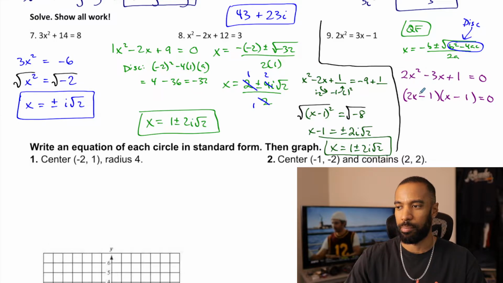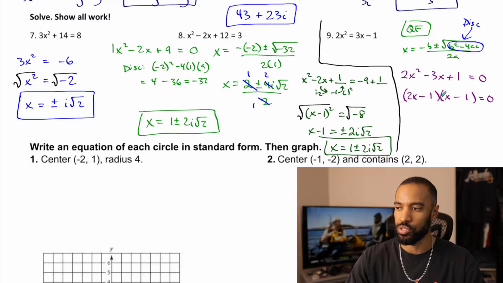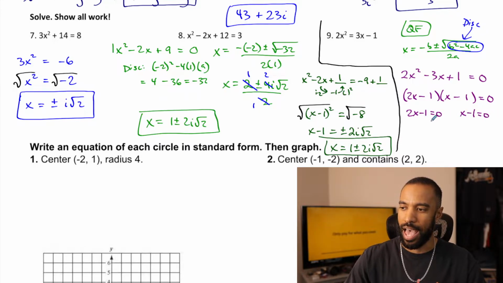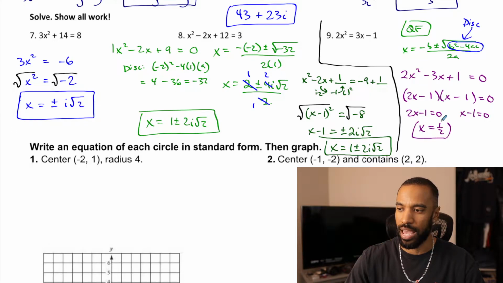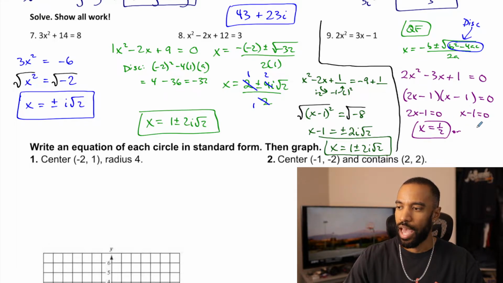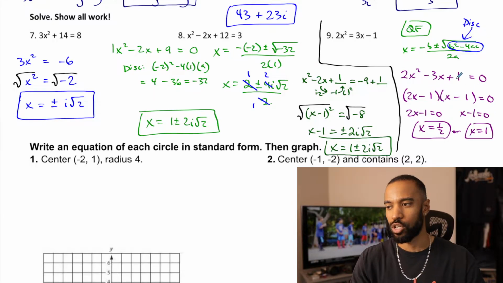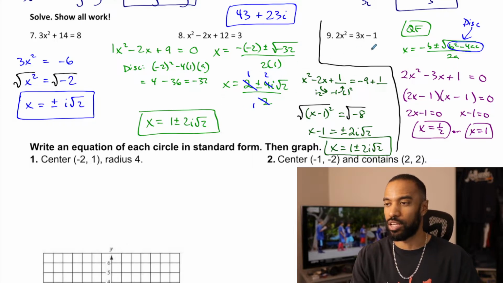So why might you factor this way? Because zero product property is fun. If this times this equals 0, either this equals 0 or this equals 0. So either add 1 to both sides and then divide by 2, you get x equals 1/2, or add 1 to both sides, you get x equals 1. So there's one way to solve this by factoring, just because it was factorable.